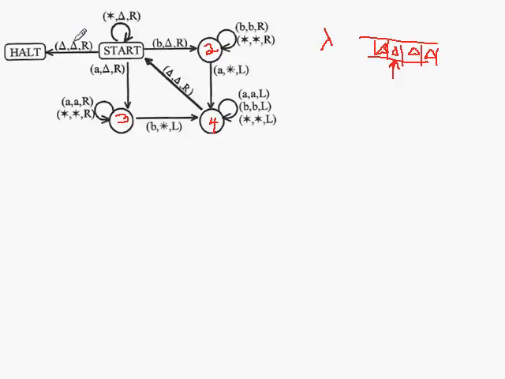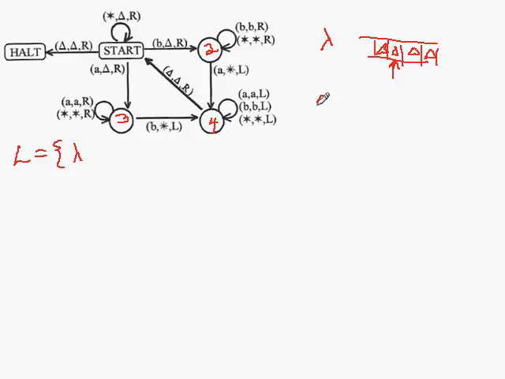If you see a delta, leave it a delta and move your tape head to the right and go to the halt state, which means that the machine would accept that string. So accepted strings, let's make a list of the strings in our language. Lambda is the first one that we see.